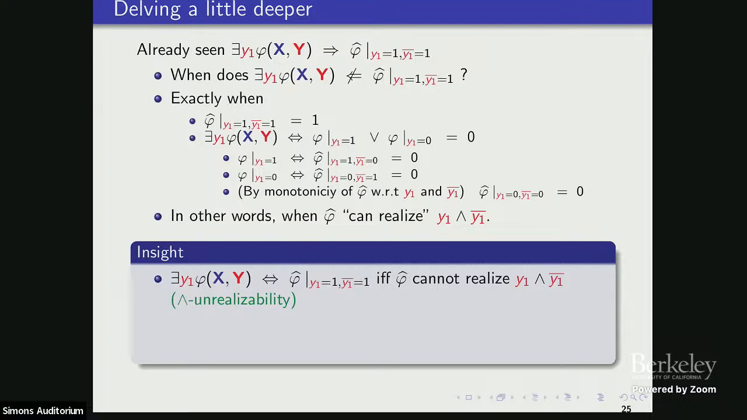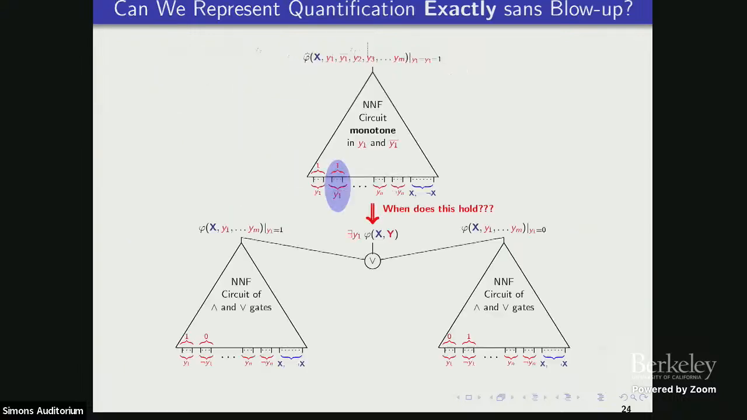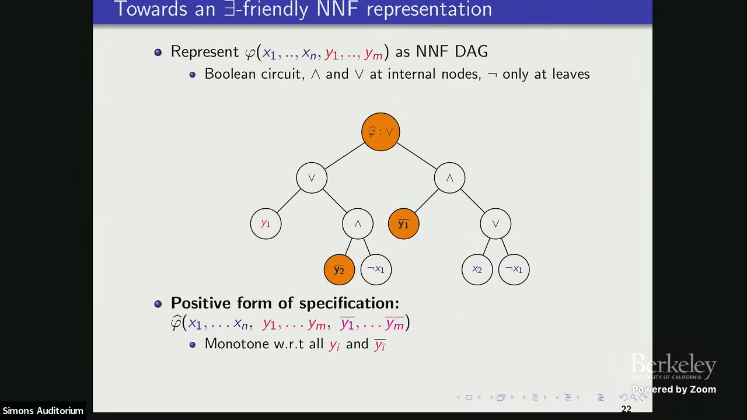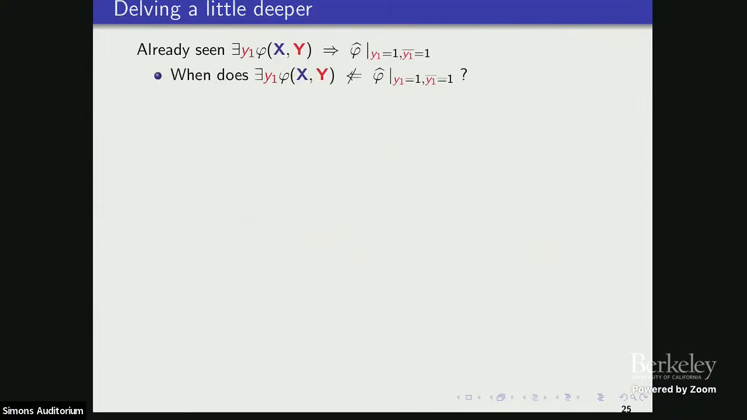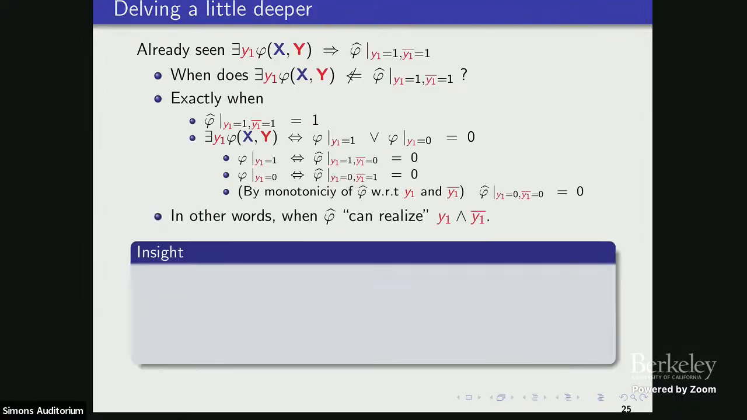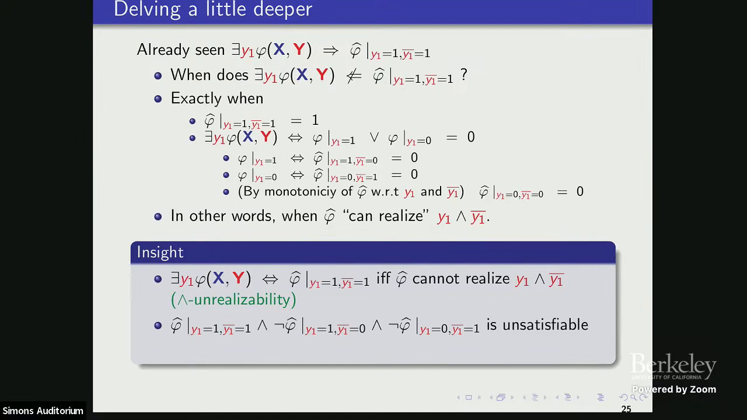I mean, how do I know whether phi hat can realize y1 and y1 bar? Like, we had some circuit for phi hat over here, right? How do I know whether this realizes y1 and y1 bar? So this turns out to be a SAT call, basically an unsat check. So we are asking that phi hat with both of them set to 1 is true, and phi hat with 1, 0 is false, and 0, 1 is false. So is this whole thing satisfiable? If this whole thing is satisfiable, then it can realize y1 and y1 bar. If it is unsatisfiable, it cannot realize that.